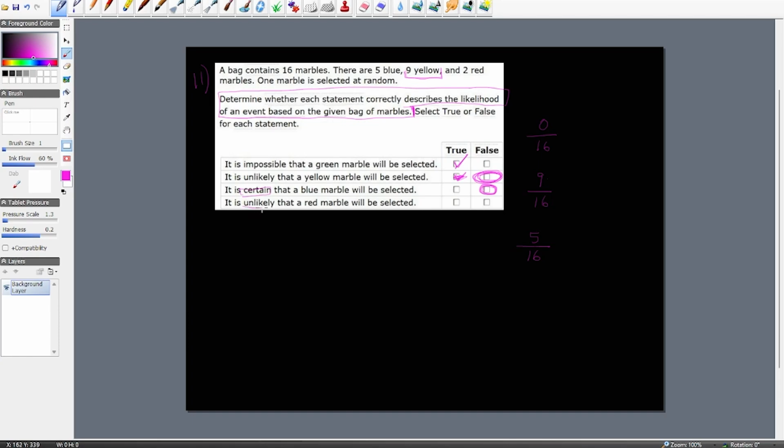It is unlikely that a red marble will be selected. Out of 16 marbles, we see that 2 are red. So you have a 2 out of 16 chance to get a red marble. And I would say that is pretty unlikely. There's the least amount of red marbles compared to the blue and yellow marbles. There's only 2 out of the 16. So I'd say that is pretty unlikely. So I agree with that. That's true. So our 2 that were true were this statement and this statement here.